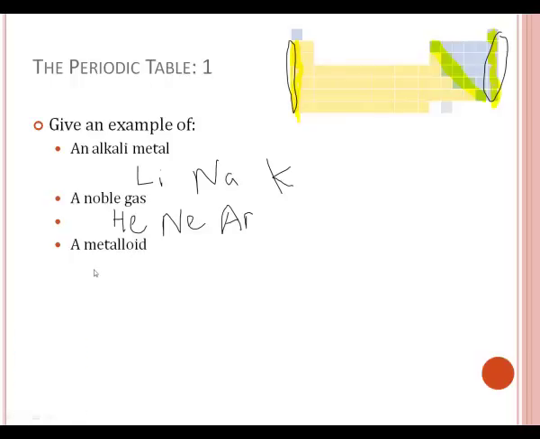Now, on your benchmark, you're going to have a provided table of elements. It will have a staircase going down like this. So, pretty much anything except for these two things at the end here that touches that staircase is going to be a metalloid. So again, that could be something like silicon, germanium, arsenic, anything that touches that staircase.